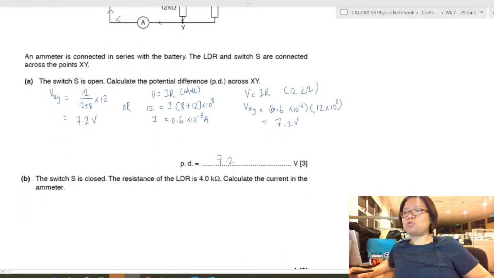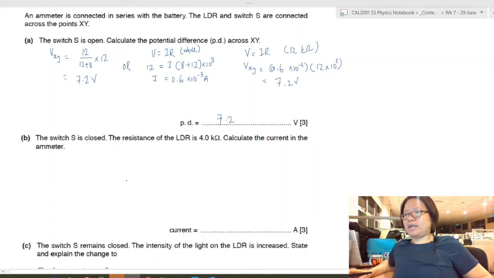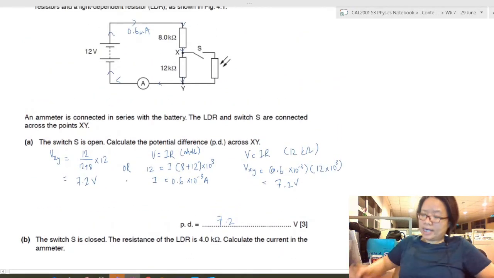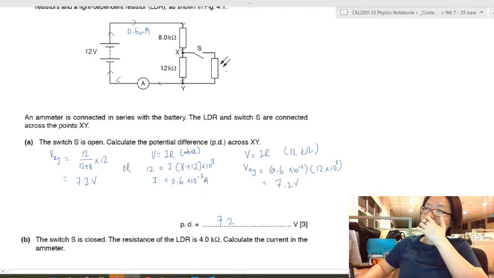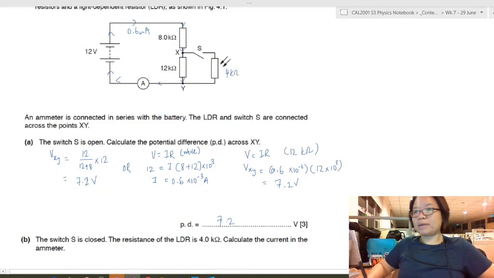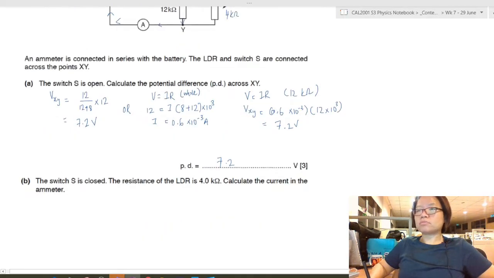Alright, now we close switch S. The resistance of the LDR is 4K. Calculate the current in the ammeter. Okay, this would be the total current through the battery. So this is 4 kilo ohm. I'm going to total up the effective resistance now. So these two are parallel. And it's up to you whether you want to do it together or separately.